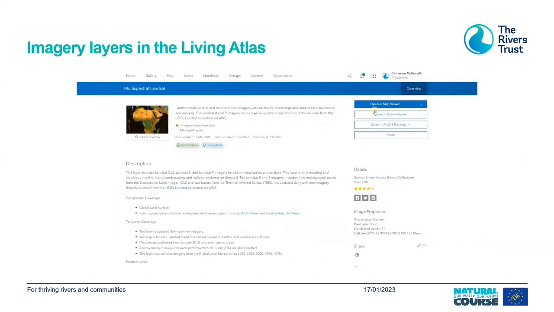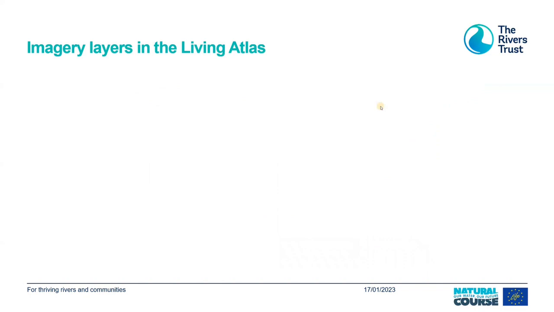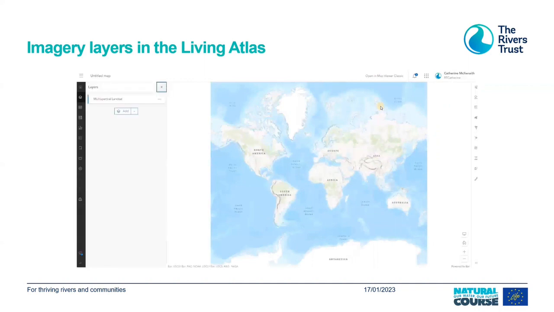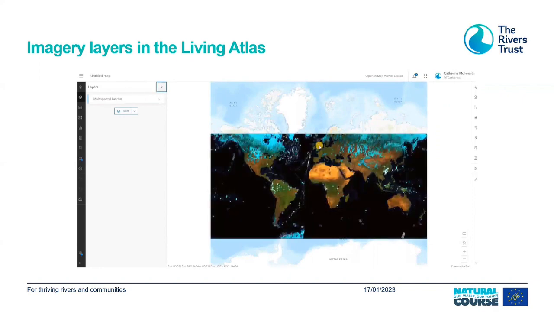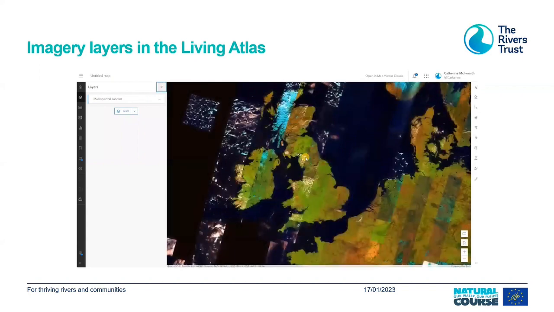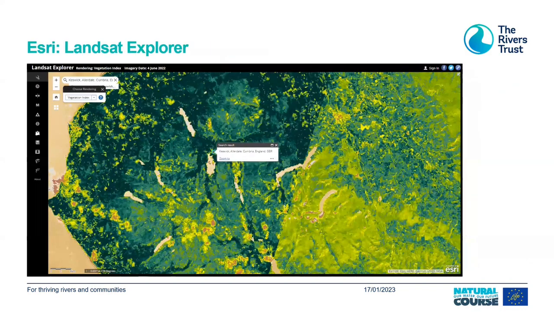For example, here we can open up the multispectral Landsat imagery in an ArcGIS map, and you can explore it. It opens up for the whole world, but you can zoom in to a particular area that you're interested in, as you can see here. It'll take a second. It's quite low resolution imagery compared to some other data sets, but it's over a long period of time, which can be useful.